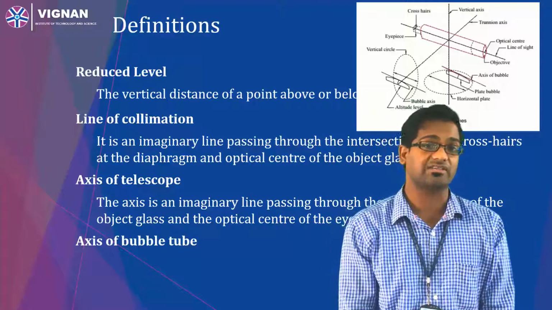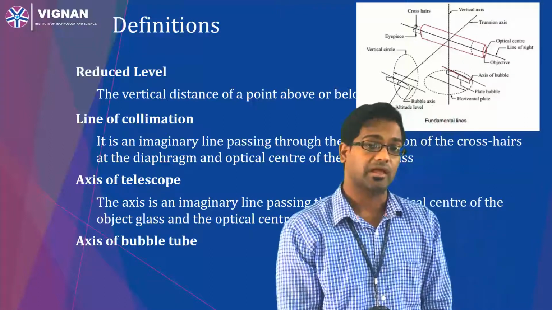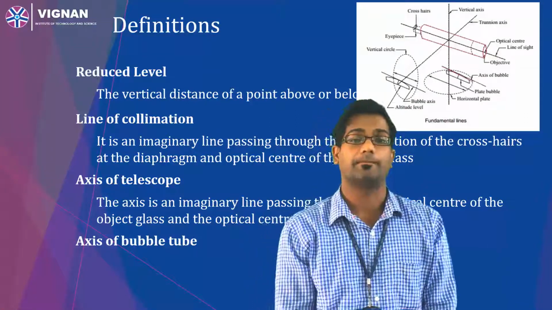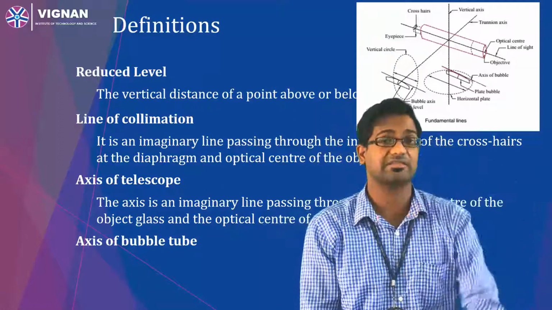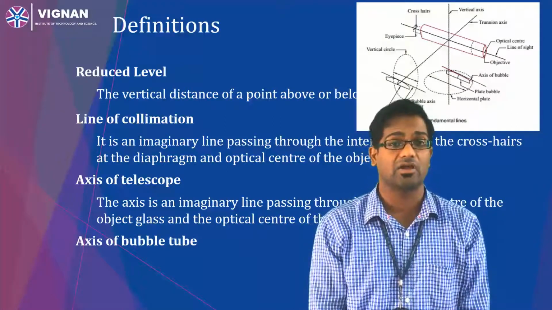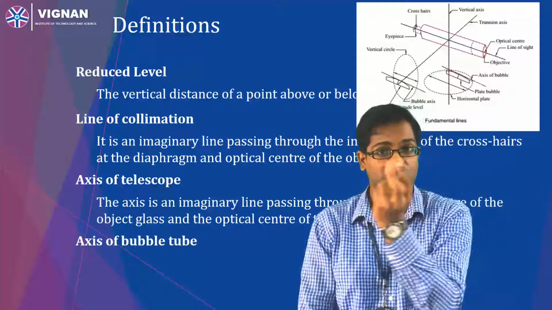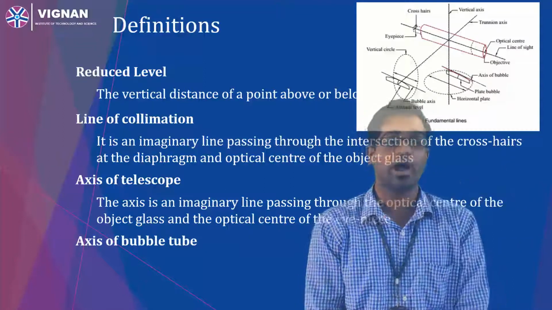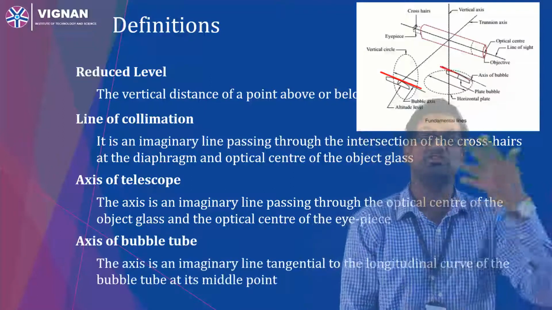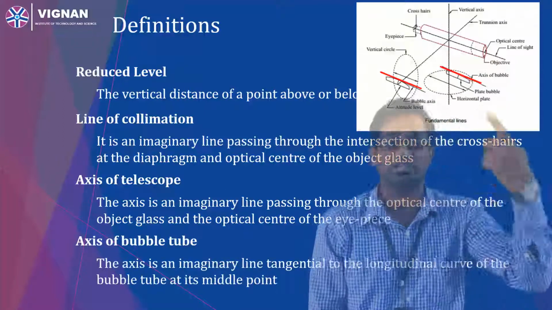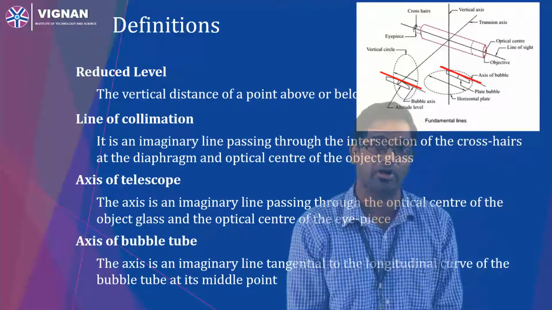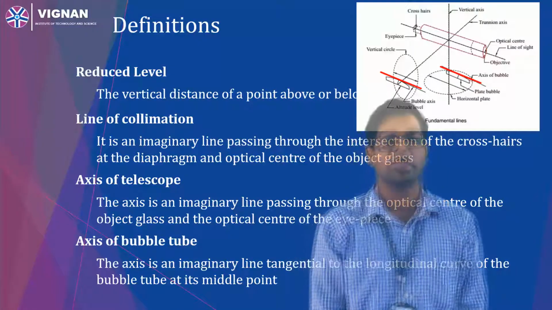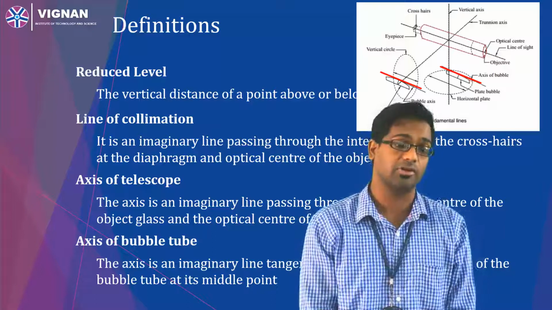Then we have the axis of bubble. In an auto level, the bubble is in a circular motion, whereas in a dumpy level, the bubble is in a vertical position. If you join an imaginary line which is tangential to the longitudinal curve of the bubble at its middle point, then that line is called the axis of bubble tube.